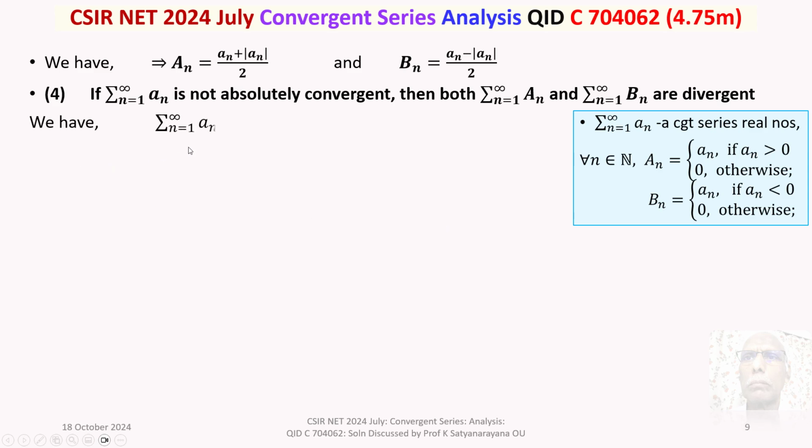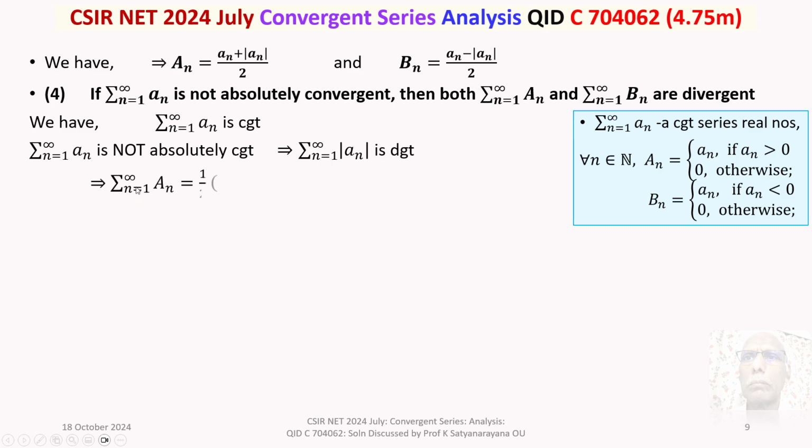Right. We have sigma An is convergent, is the hypothesis. And it is given sigma An is not absolutely convergent. That means sigma mod An is divergent. Not absolutely convergent means if you take the modulus, absolute values, it will be divergent. It is not convergent, means divergent.